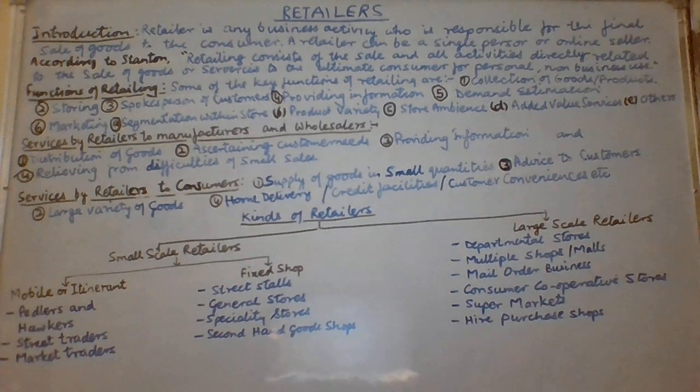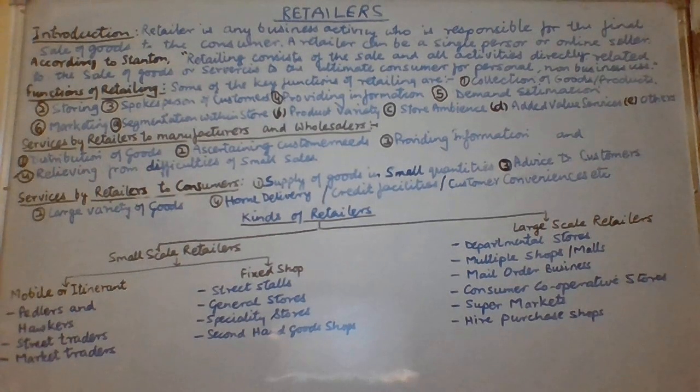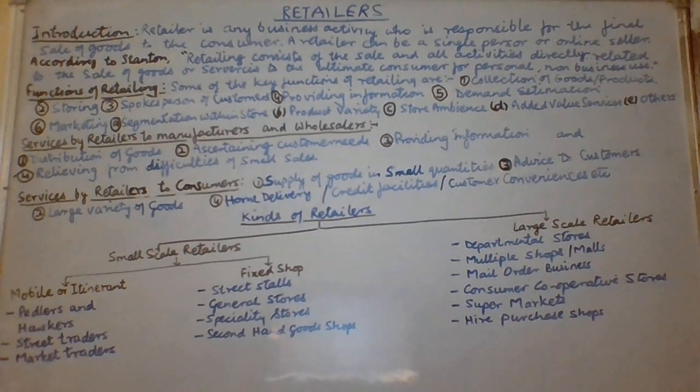Number two is large variety of goods. A retailer keeps a large variety of goods manufactured by various manufacturers. The consumers are offered wider choices, so that when they visit any retail outlet, they should be able to find the product, or the retailer should be able to give any product the customer requires to satisfy his or her needs.